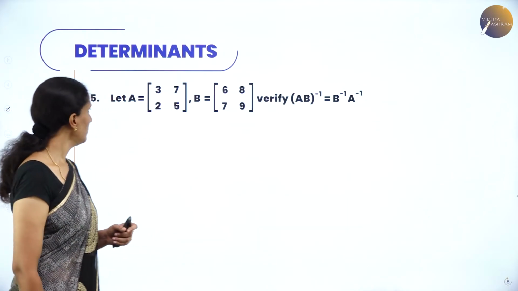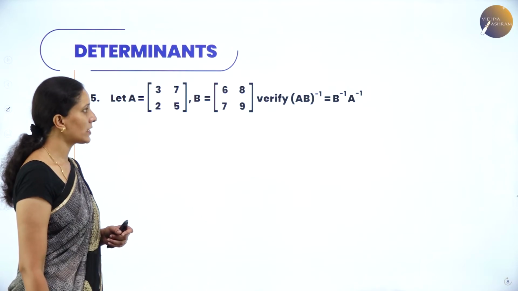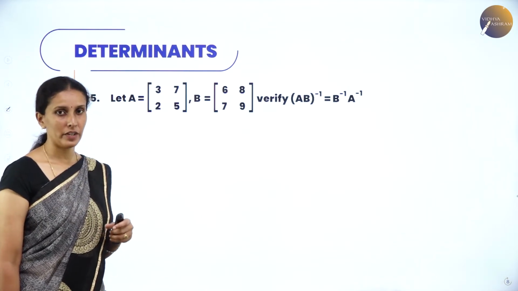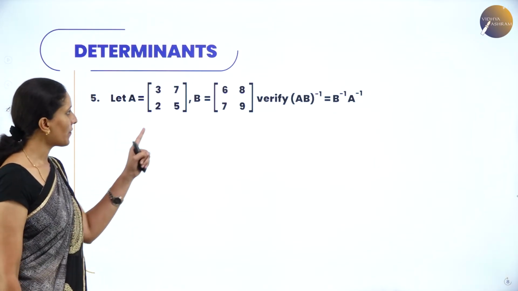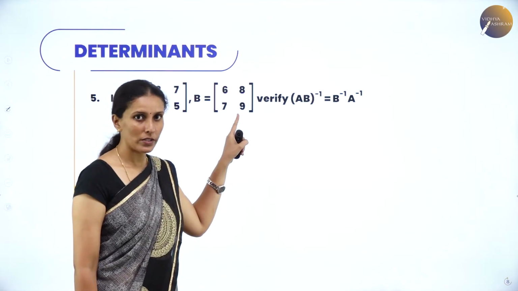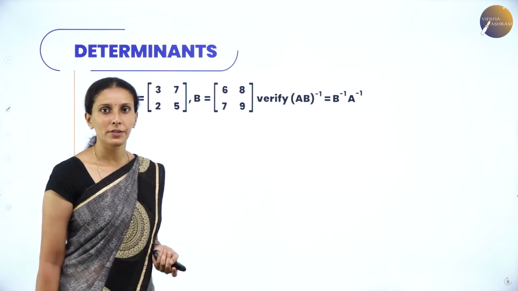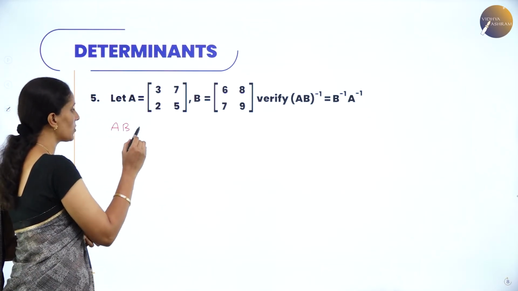So next question. Let A is equal to [3 7; 2 5], B is equal to [6 8; 7 9]. Verify (AB) whole inverse is equal to B inverse A inverse. So we have to verify this statement. First let us find out AB, then let us find out its inverse. Then we'll take B inverse and A inverse and its product. So let's find out AB. AB is the product of these two matrices.